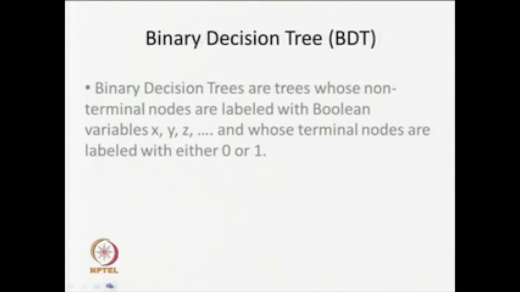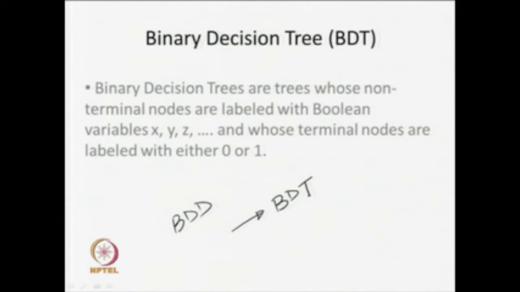Now, we are going to talk about this particular BDD, binary decision diagram. But before going to binary decision diagram, I am going to talk about BDT, binary decision tree. So, it is a tree. We are saying that binary decision trees are trees whose non-terminal nodes are labeled with Boolean variables. If you are having a function of x, y, z, then non-terminal nodes will be represented by those particular Boolean variables, and the terminal nodes will be represented by the Boolean values or Boolean constants, either 0 or 1.